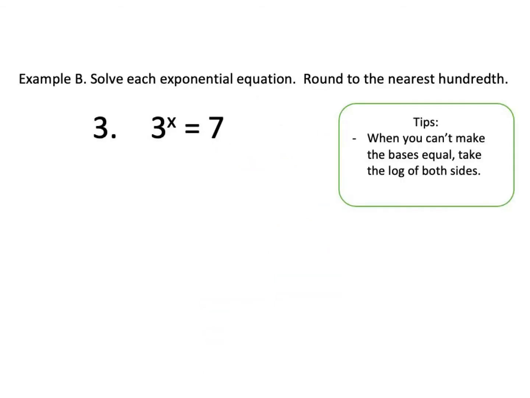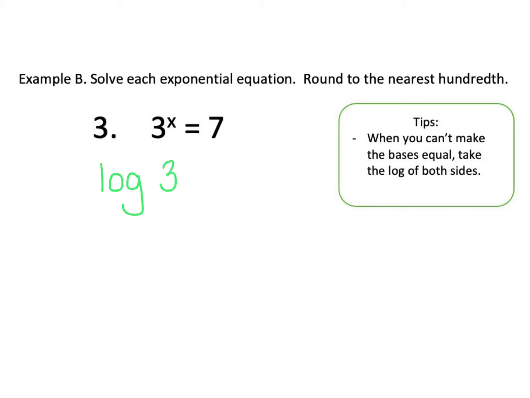Okay, now, sometimes we do not have a scenario where we can make our bases equal to one another. There's nothing I can do here to make 3 and 7 be the same. So the key to solving this is to take the log of both sides. Whatever I do to one side, I've got to do to the other. So I'm going to take the log of both sides in order to get the variable out of the exponent spot. Now, I could take any log base that I want. I could do the common log or the natural log. I'm going to do the common log here.